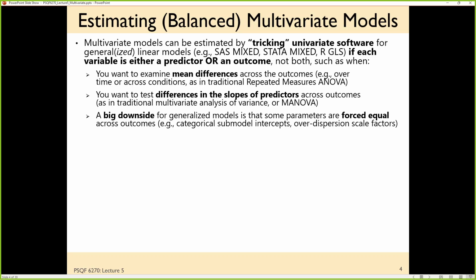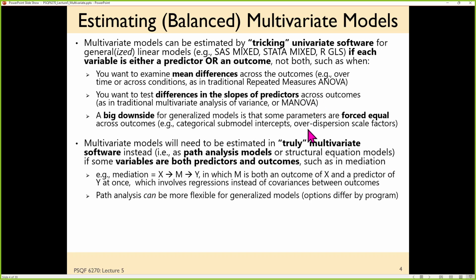The same thing is true for proportional odds models for ordinal data. The submodel intercepts are constrained equal across the conditions for the same reason, because from the perspective of estimation, it's just one thing. So this is a nice idea when everything is nice and well behaved. It quickly becomes infeasible when you head into the world of generalized outcomes.